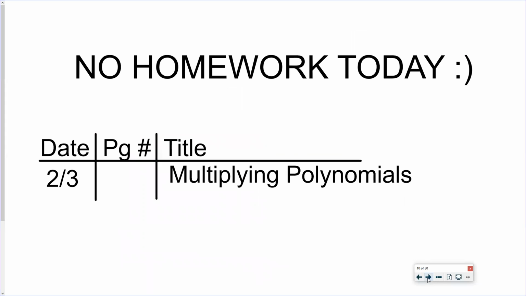All right, guys, so no homework tonight. We will go ahead and work on this some more tomorrow with tiles at the start, and then move away from tiles for the rest of the notes.